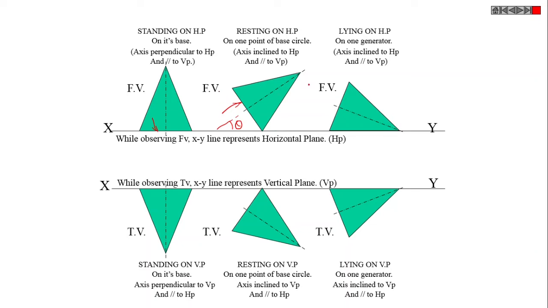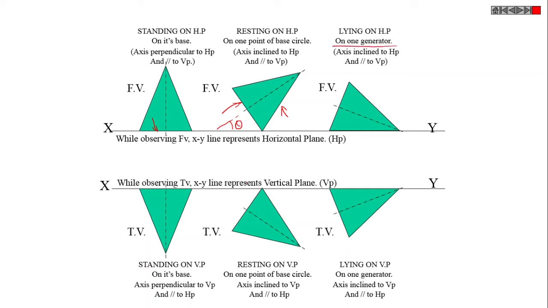And in the third figure, we can see that the same cone is resting on HP on one of its generators. This is one generator. When that generator is on the XY line, it means that the solid is resting on HP on one of its generators.